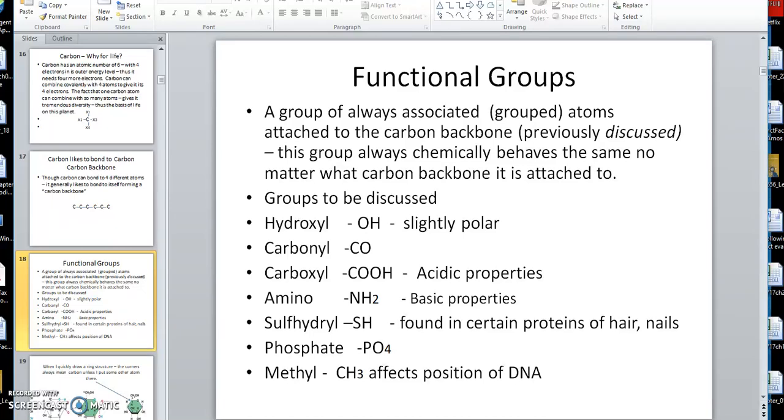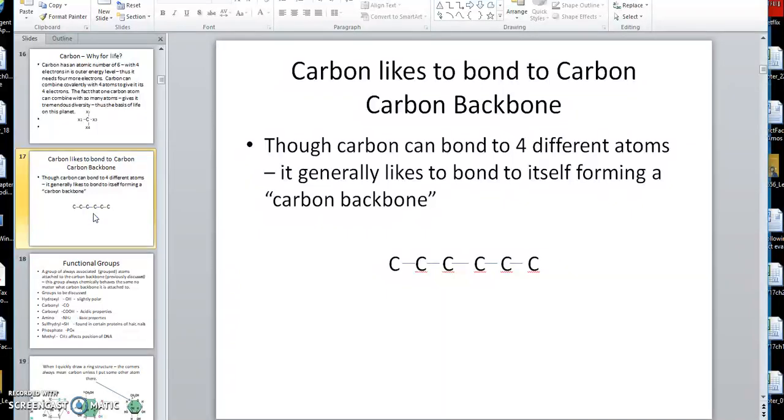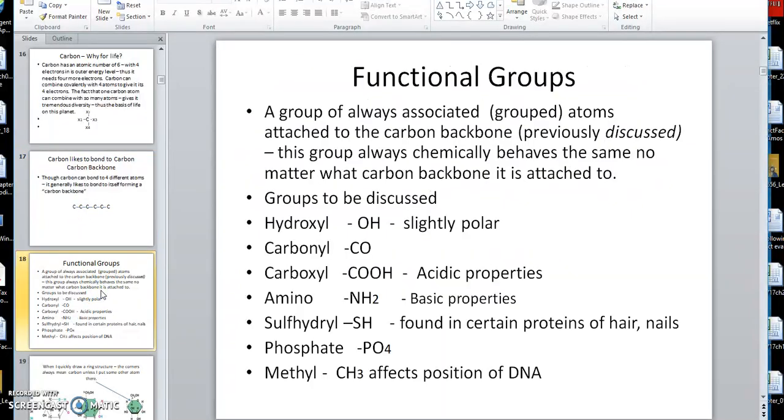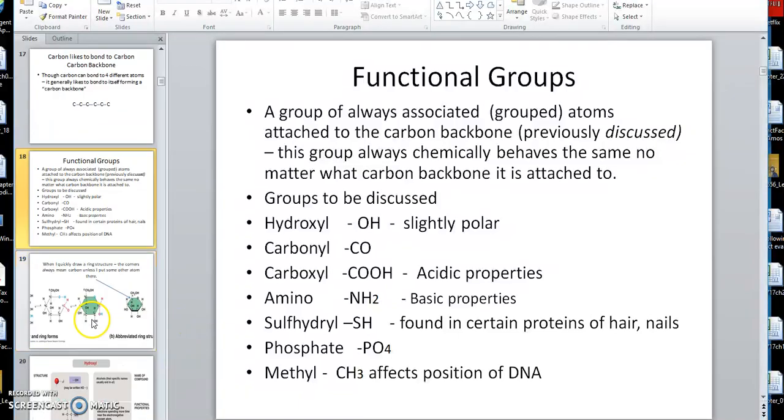Okay, we're moving to functional groups. A functional group, as I explained, is a group of atoms attached to the carbon backbone. So it's a group of atoms that have been covalently bonded together, attached to a carbon backbone, and they behave the same way no matter what carbon backbone they attach to. The groups we will discuss are the hydroxyl, the carbonyl, the carboxyl, the amino, sulfhydryl, phosphate, and methyl. We won't discuss them in great detail, but just a little bit for you to be cognizant of them.